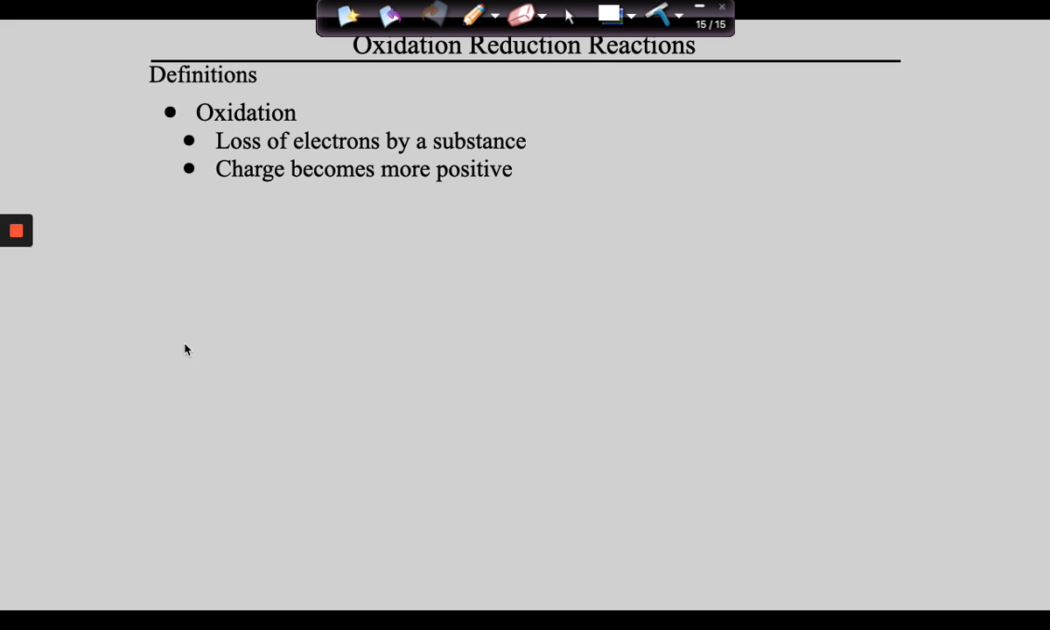Now, so guys, just so you're clear on this, we can talk about it briefly. Guys, why do we call the loss of electrons oxidation? What word is sort of at the root of oxidation? Oxygen.